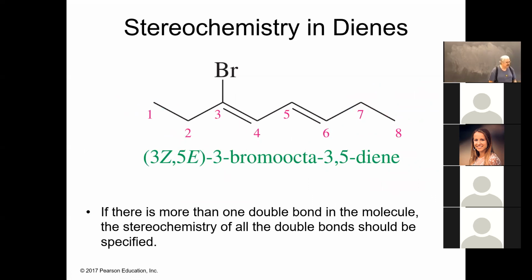Okay, if we have multiple double bonds, this is how we indicate the configuration. 3Z, 5E, 3-bromo, octa, 3,5-diene. Okay, notice we list the position numbers twice, both with respect to the configuration and with the locants.